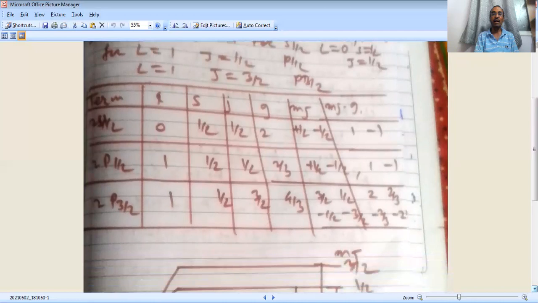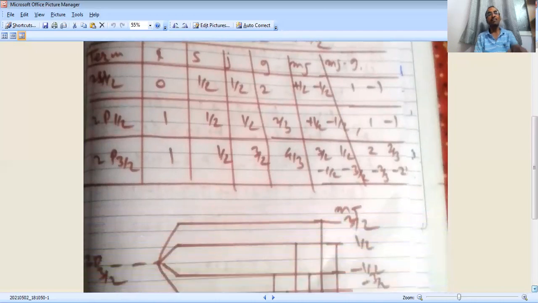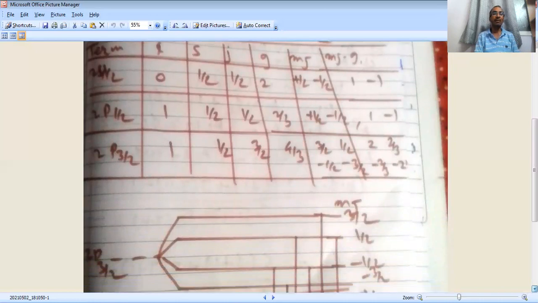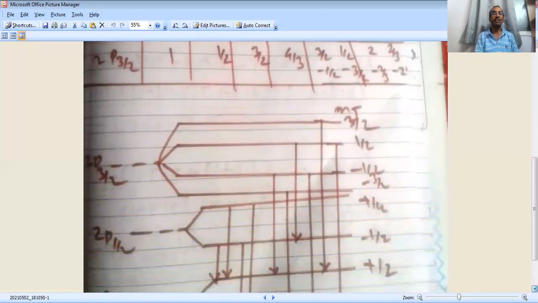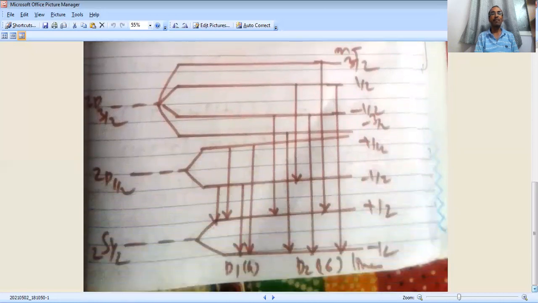Okay, I hope you understood. And depending upon the values of mj and the term, the splitting of the spectral line takes place like this. For S1 half, there are two values of j, therefore plus 1 half and minus half, two levels. For P1 half, j equal to again plus 1 half and minus half, two levels. For 2p3 by 2, the values of mj are 3 by 2, 1 half, minus 1 half, minus 3 by 2, therefore there are four levels.